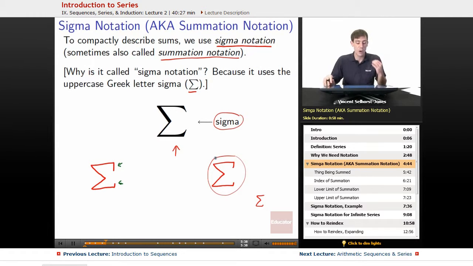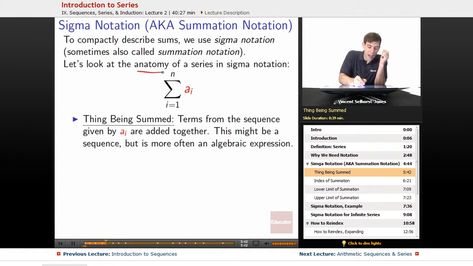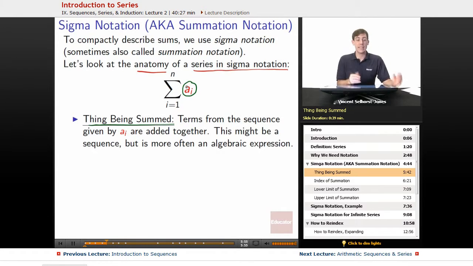All right, so let's see how we use sigma notation. Let's look at the anatomy of a series in sigma notation. So the first thing to look at is the thing being summed. The terms from the sequence given by a sub i, so this thing to the right of the sigma, are added together. This is what will be added together over and over with each step as we add up the first thing and then the second thing and then the third thing and so on.